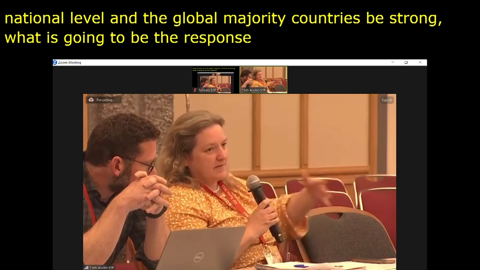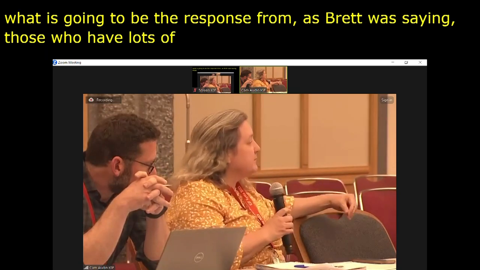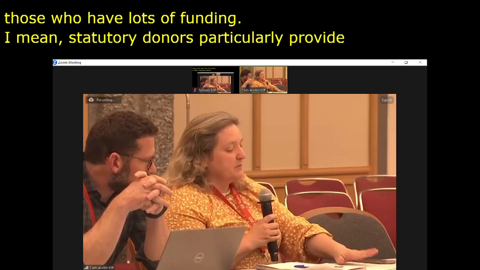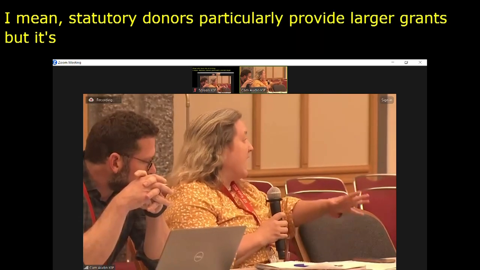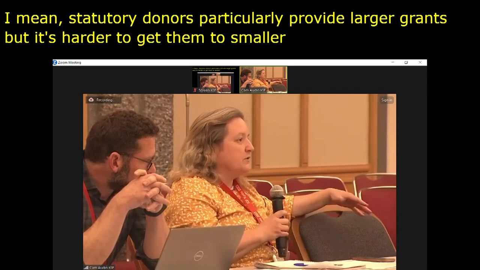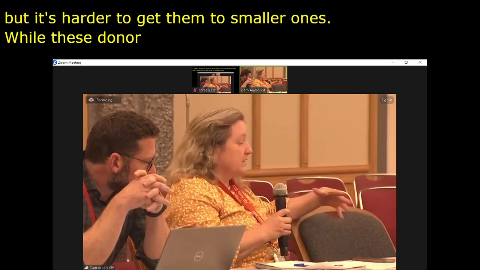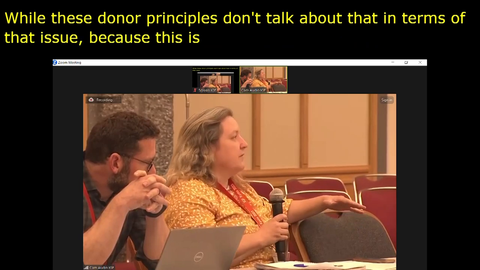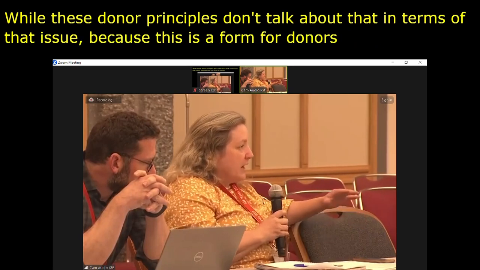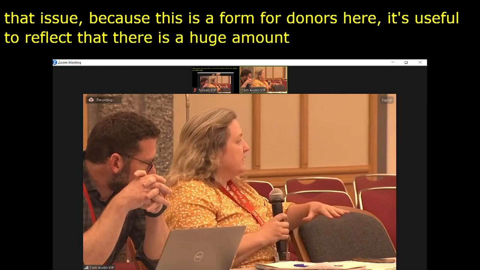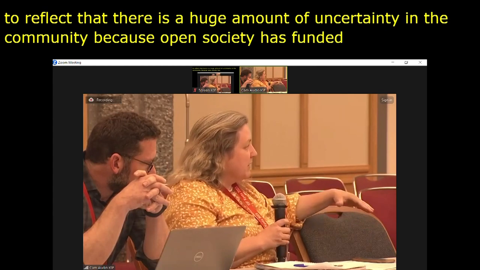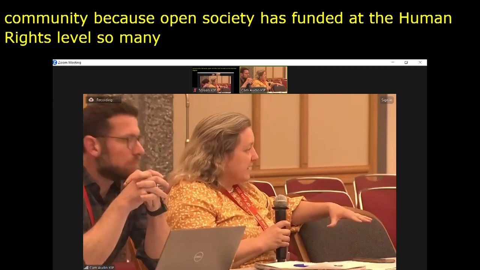I mean, statutory donors typically provide larger grants, but it's often harder to get them to fund smaller ones. While these donor principles don't necessarily address that issue, because this is a forum for donors, I thought it was useful to reflect that there is a huge amount of uncertainty in the community, because Open Society has funded so many human rights organizations broadly and at a small level, which was very useful for sustaining and securing.